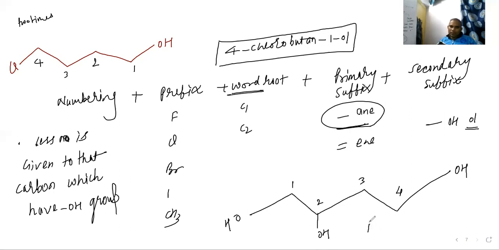4 carbon is there, so that is but, single bond ane. What locants are there? 1, comma 2, comma 4. Triol. Butane-1,2,4-triol. Is it okay? Yes, sir. Okay, wait one minute, I'm writing it down.